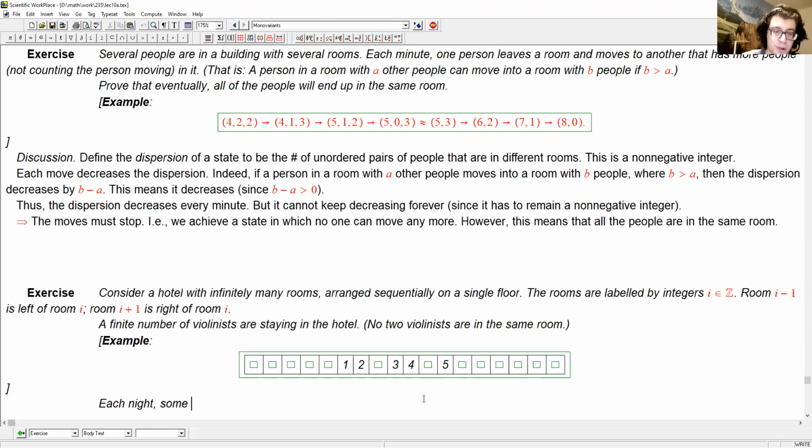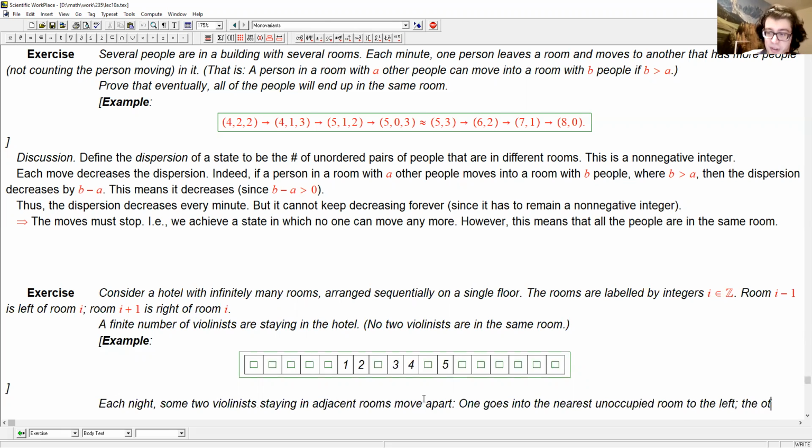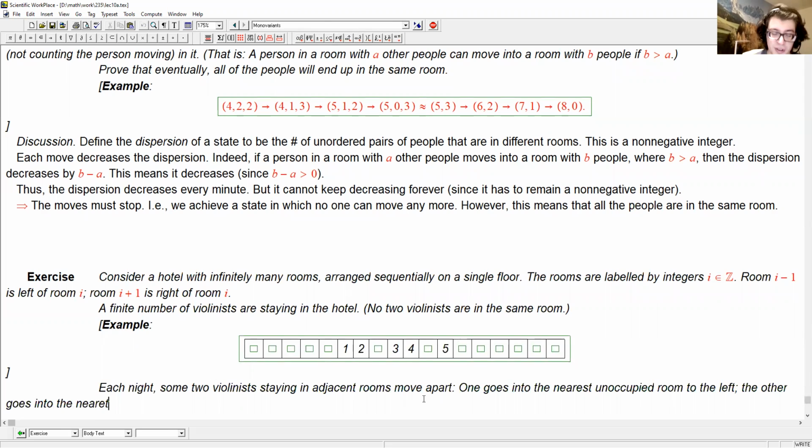Each night, some 2 violinists staying in adjacent rooms move apart. They discover they're noisy, and so they want to move apart to have more space between them. One goes into the nearest unoccupied room to the left. The other goes into the nearest unoccupied room to the right. So only one pair of violinists moves each night. There are no simultaneous moves.